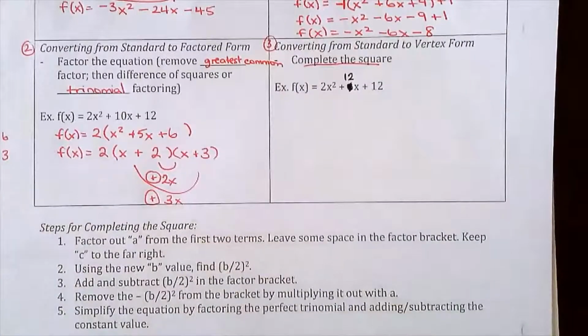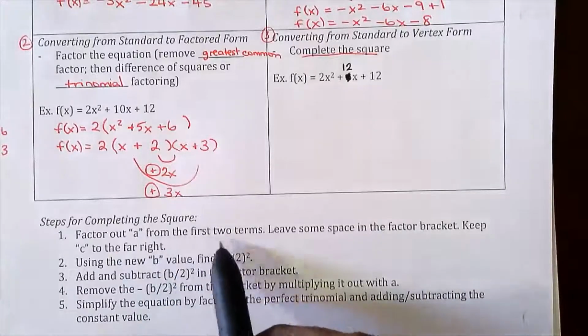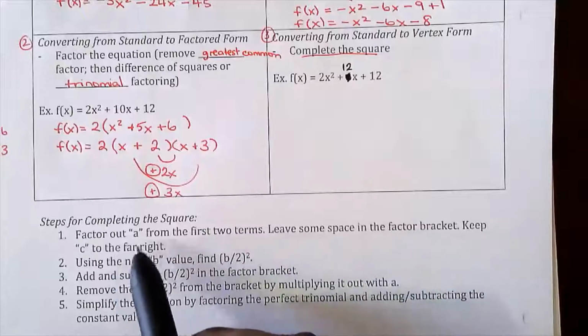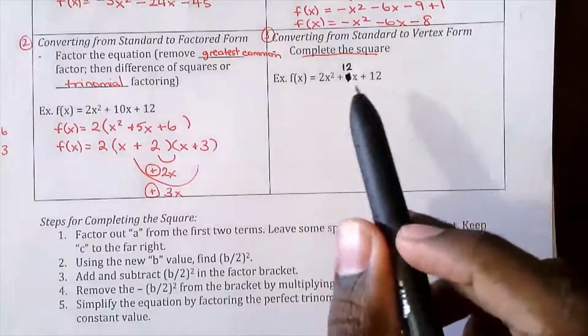So we're just going to follow the steps that have been provided here. Steps for completing the square: factor out a from the first 2 terms, leave some space in the factor bracket, keep C to the far right. What does this all mean? We know what common factoring is.